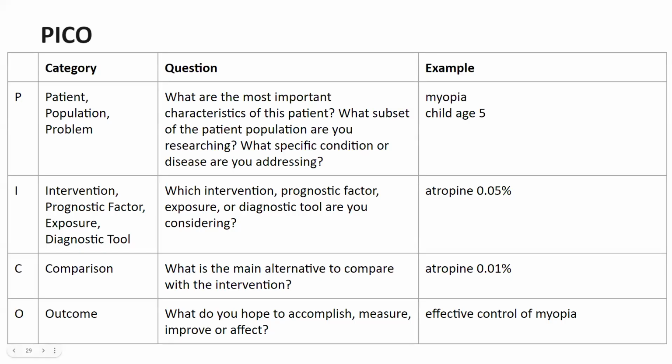Going back to our PICO form, we can see we already have some ideas for keywords from this form. We could search for myopia, children, or atropine. However, it's important to think of other keywords that would bring up relevant sources.